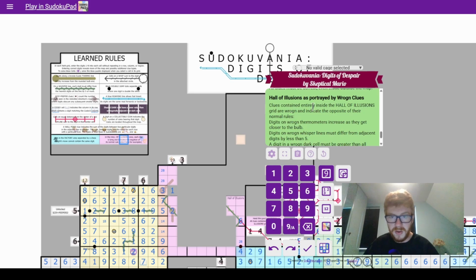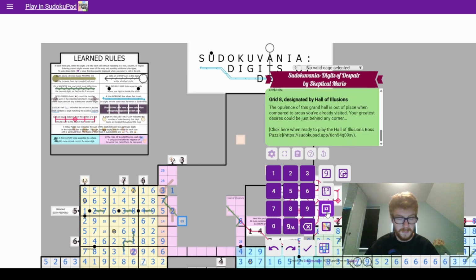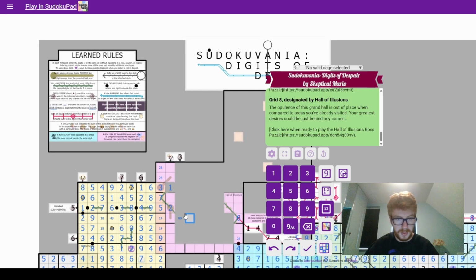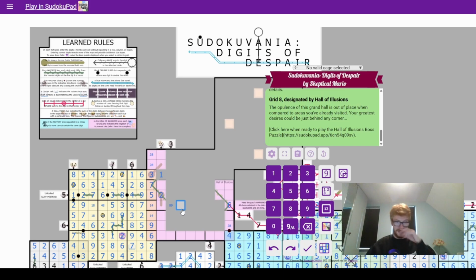Clues contained entirely inside the Hall of Illusions grid are wrong and indicate the opposite of their normal rules. Digits on a wrong thermometer entirely inside the Hall of Illusion grid. So these are not contained entirely. So they are correct. Okay. So that is still an 8 or a 9. If we look at this whisper. Okay.